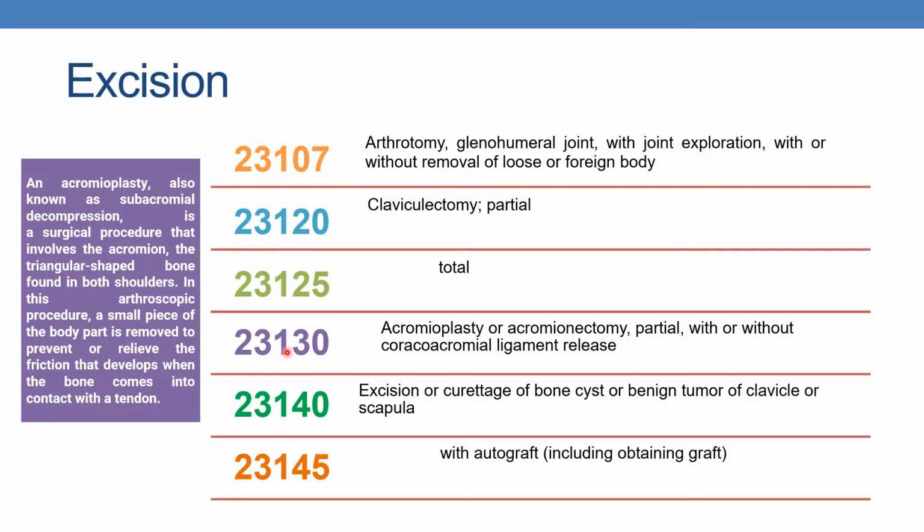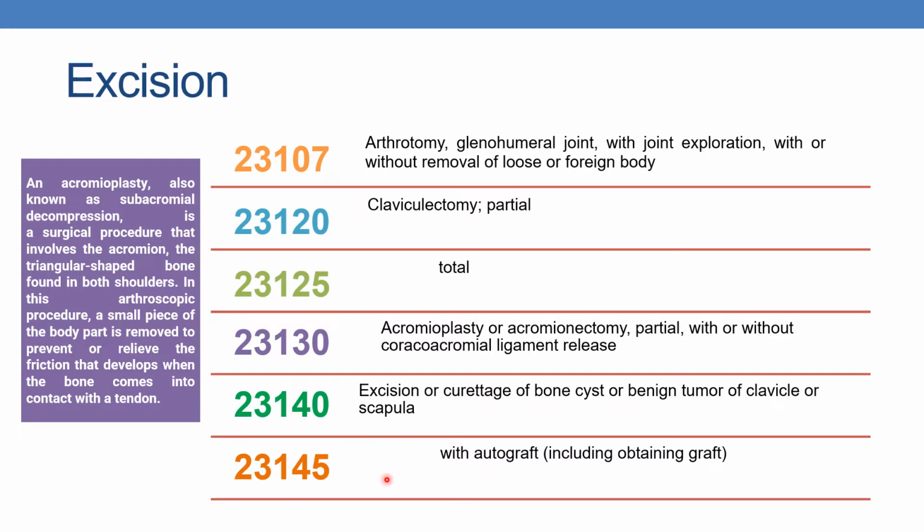The next CPT is 23130, acromioplasty or acromionectomy, partial, with or without coracoacromial ligament release. An acromioplasty, also known as subacromial decompression, is a surgical procedure that involves the acromion, the triangular shaped bone found in both shoulders. In this arthroscopic procedure, a small piece of bone is removed to prevent or relieve the friction that develops when the bone comes in contact with the tendon. The next CPT is 23140, excision or curettage of bone cyst or benign tumor of clavicle or scapula.